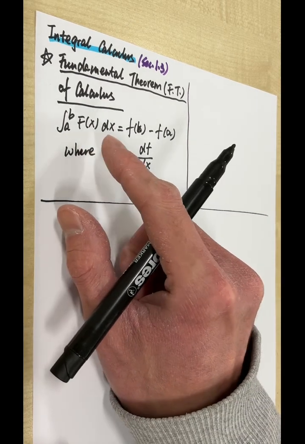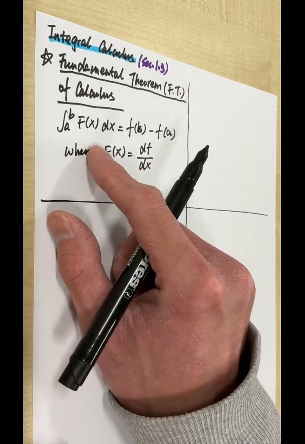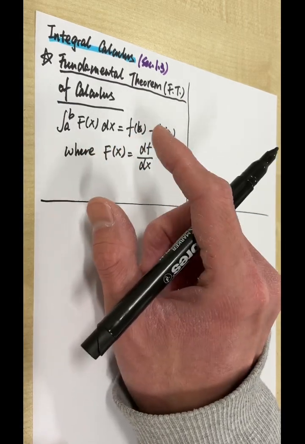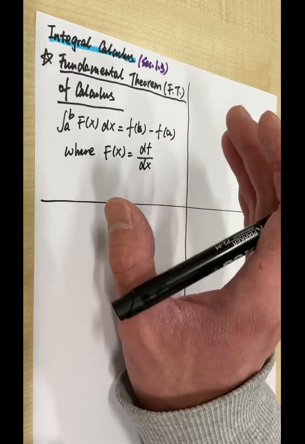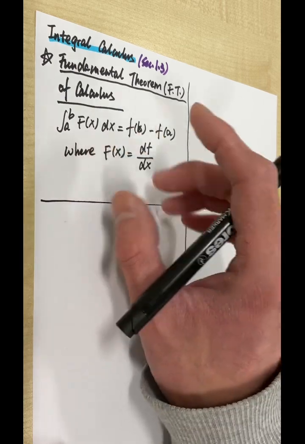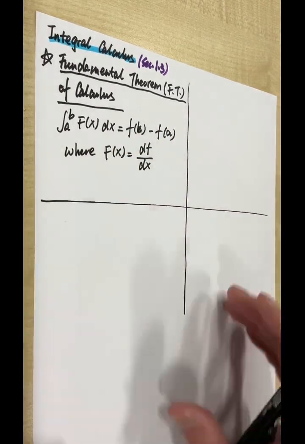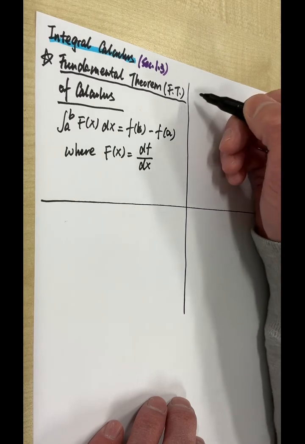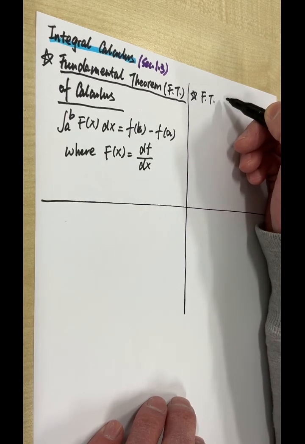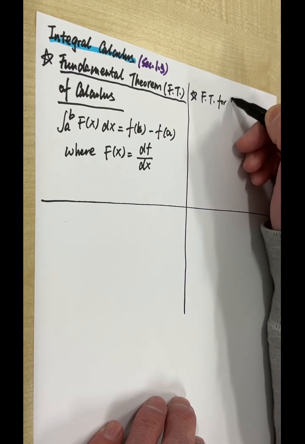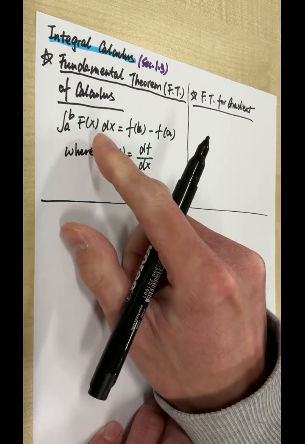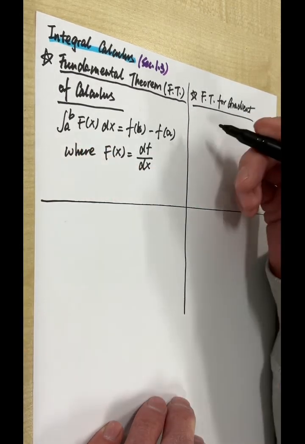So the derivative can be replaced by gradient, divergence, and curl. This would be really helpful for the electric field and magnetic field, when we replace the derivative by gradient, divergence, and curl. So let's look first of all at the fundamental theorem for gradient. We replace this derivative by the gradient.